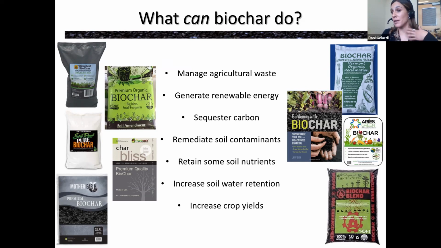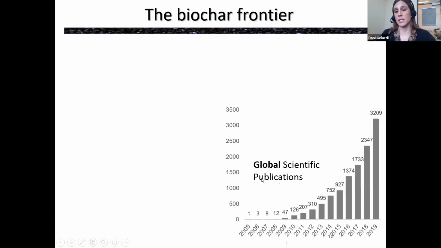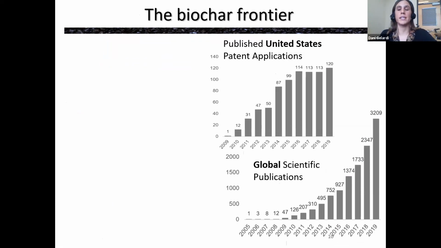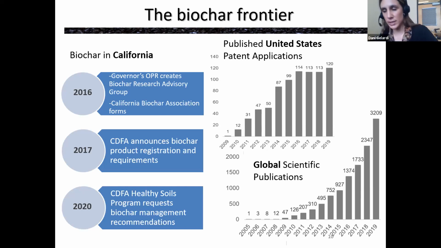But because of all of the different potential benefits that biochar can deliver, there's been a lot of investigation into this material. So you can see, as of 2005, there was only one scientific publication mentioning the word biochar. But as of last year, there was over 3,000. So this is a pretty dramatic rise in interest. And when the scientists get interested, entrepreneurial interest tends to follow. In 2009, there was just one US patent application mentioning the word biochar, and as of last year, there was 120. And of course, here in California, trendsetters that we are, we're also very interested in this material.